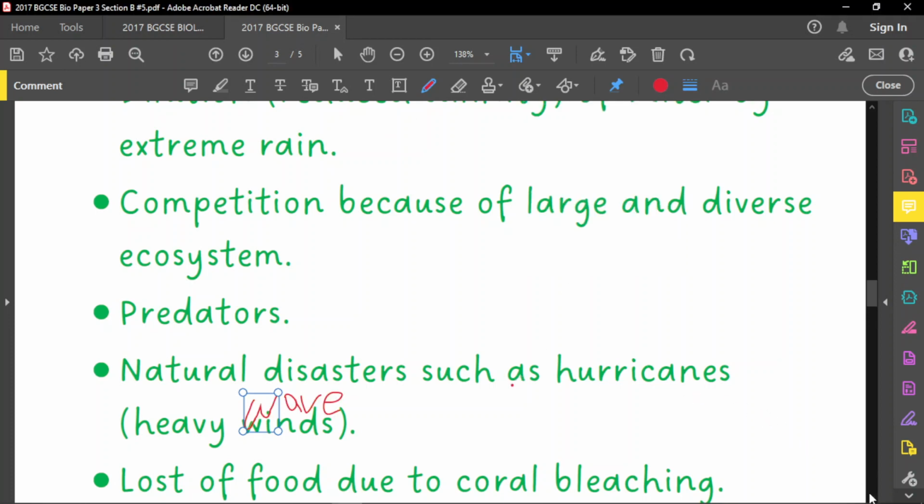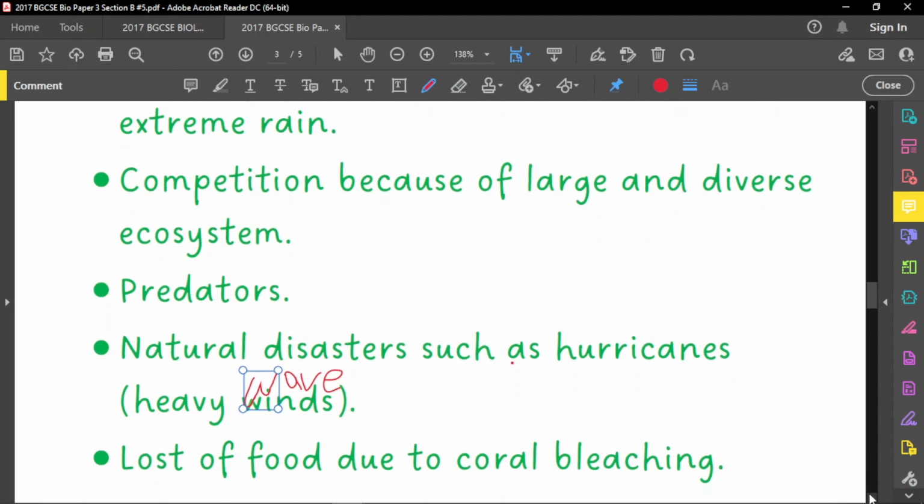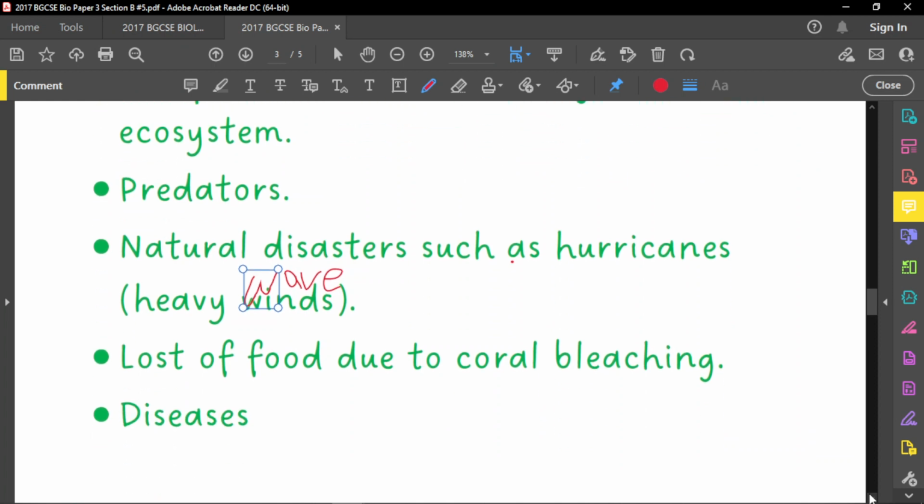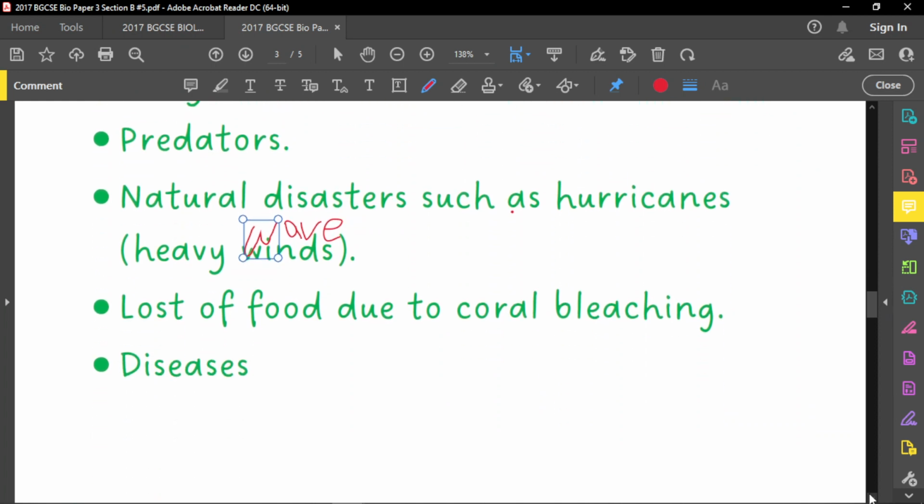They get battered by the waves. Not only that, the waves break down part of the coral that they actually use for shelter, and so there are a number of different things that happen. I mean, a hurricane could also damage your food sources, damage habitat, and all of that. All right, so loss of food due to coral bleaching as well, because that could also be a phenomenon caused by different factors such as climate change. Diseases could also be a big problem for them as well.